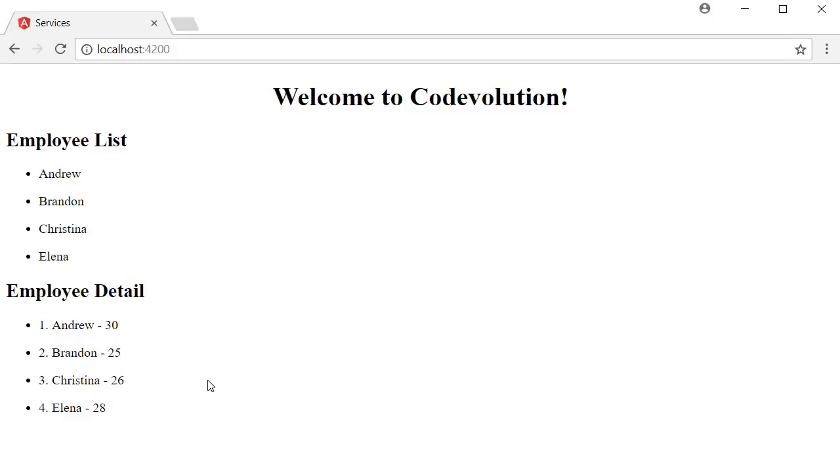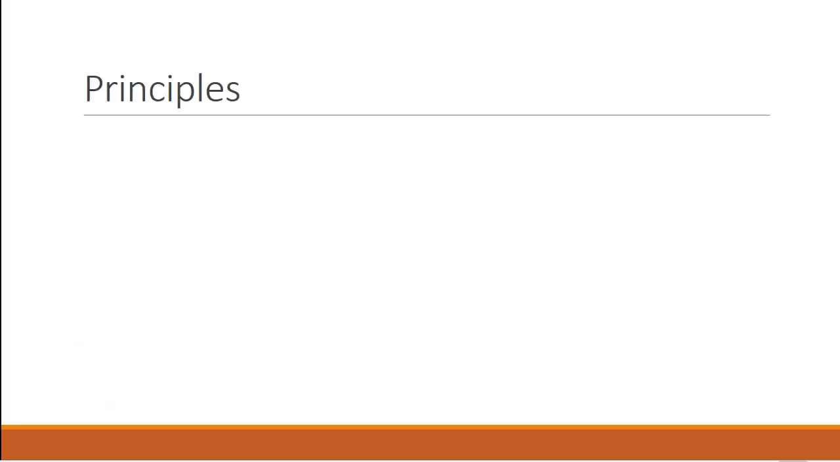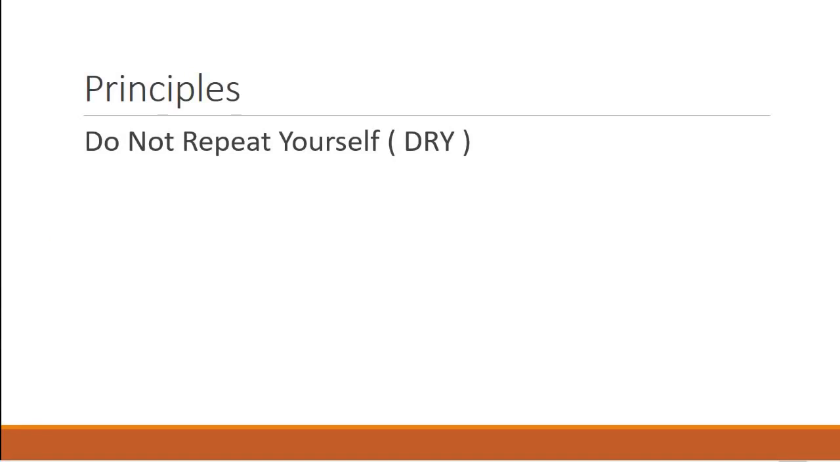Is it the right solution? It definitely is not. We are violating a few good programming principles. The first one is the DRY principle, which states do not repeat yourself. And this is the case with the employee array. We are making copies of the same data. The second principle we are violating is the single responsibility principle. Our component class should have only one responsibility, and that is to control the view's logic. But in our case, it is also responsible for creating the data, which is the employee array.